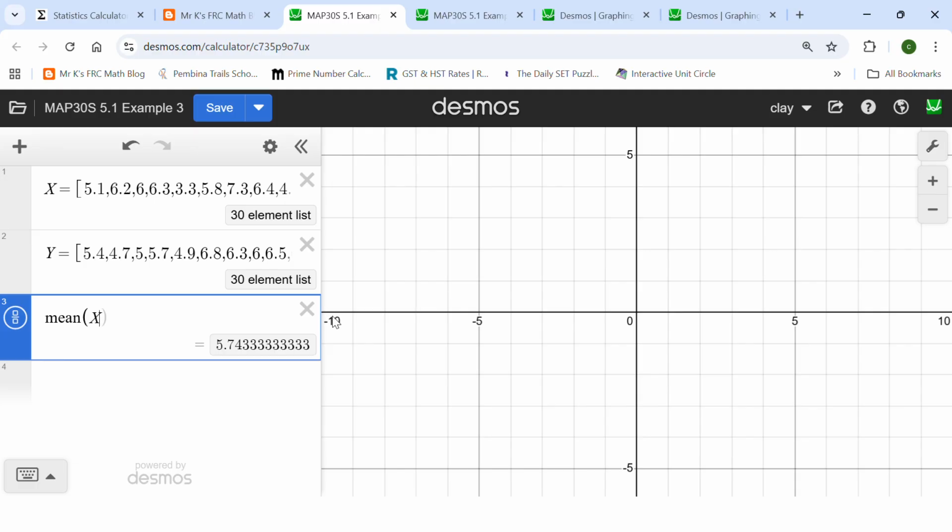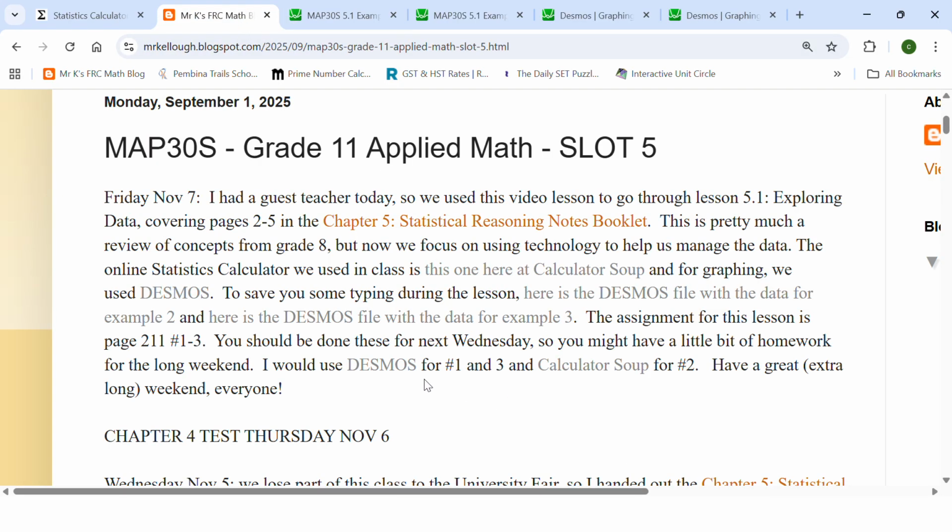Extra long weekend. Woohoo! Also, if you take a look at the blog, I would also like you to do page 211, 1 to 3. So technically there's 4 questions for homework. You have the rest of this class to try them. For that last example I left you with, you should use both Desmos and Calculator Soup. Get used to them. But for this homework from the textbook, I would use Desmos for number 1 and number 3, and I'd use Calculator Soup for number 2.